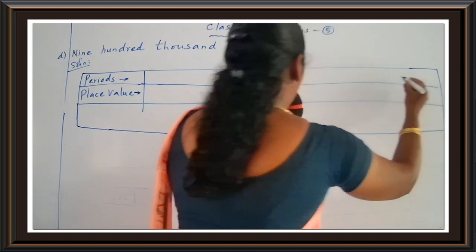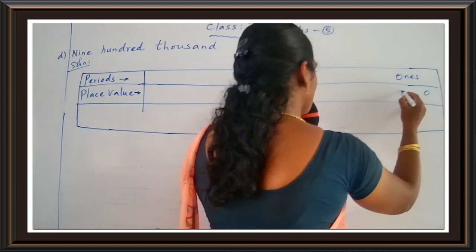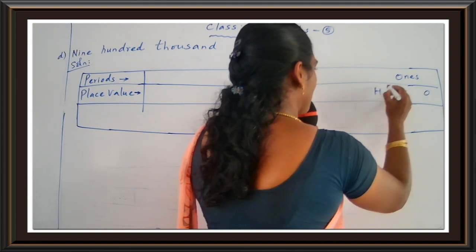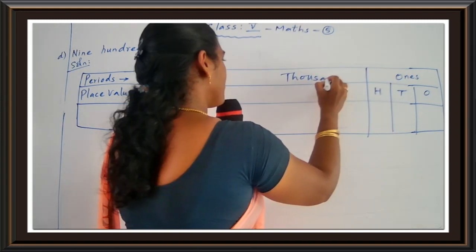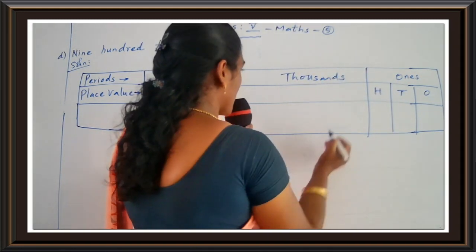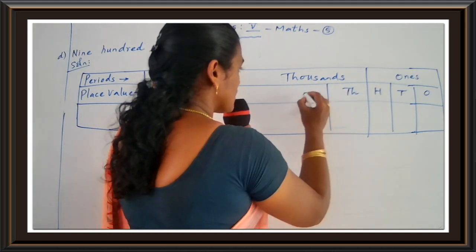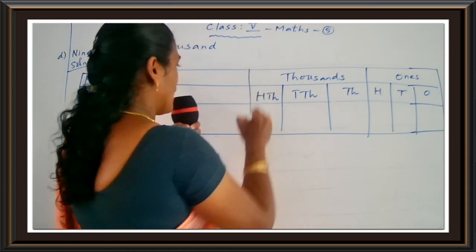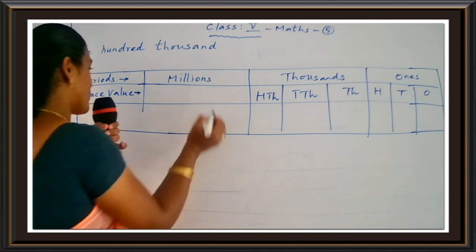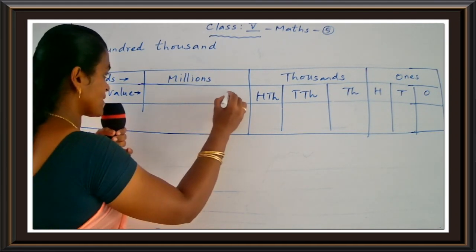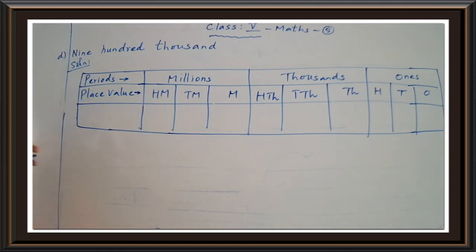First period is ones period, okay? So ones period consists of ones, tens and hundreds. Next is thousands period. Thousands period consists of three places: 1,000, 10,000, 100,000. Next is millions period. So millions period consists of three places: million, 10 million, 100 million. Okay, children? Clear? Yes. Now you come to the question.